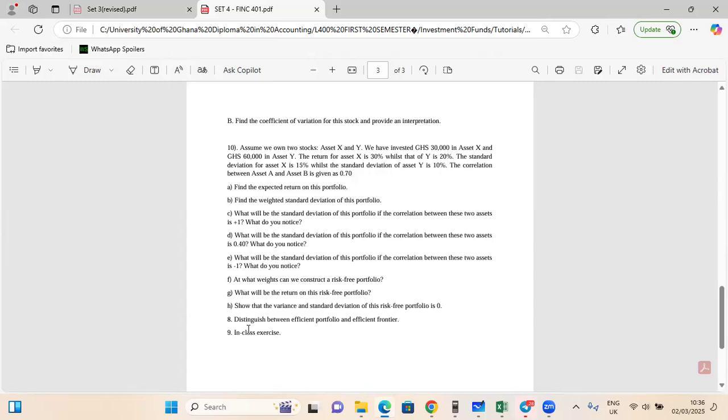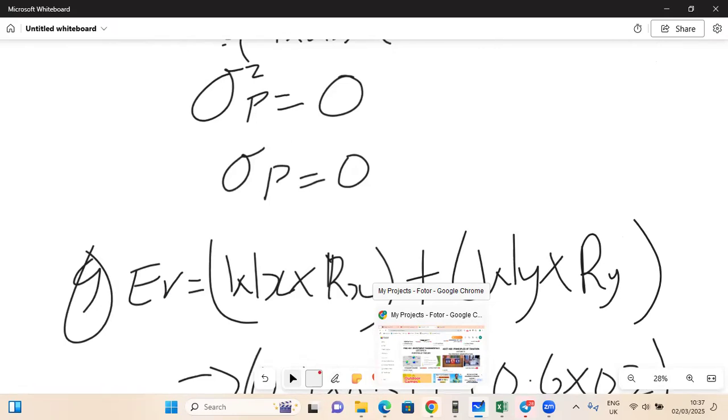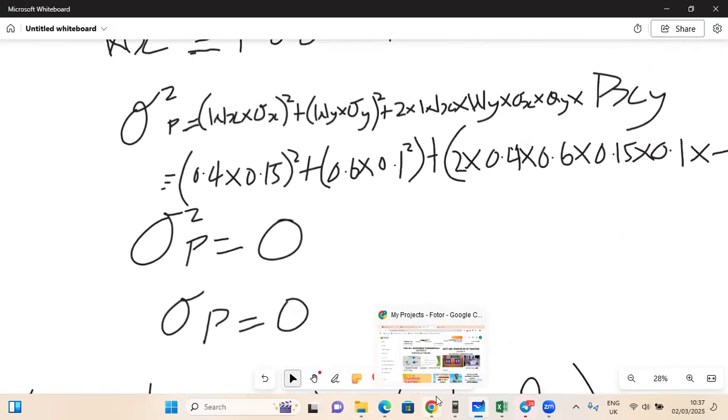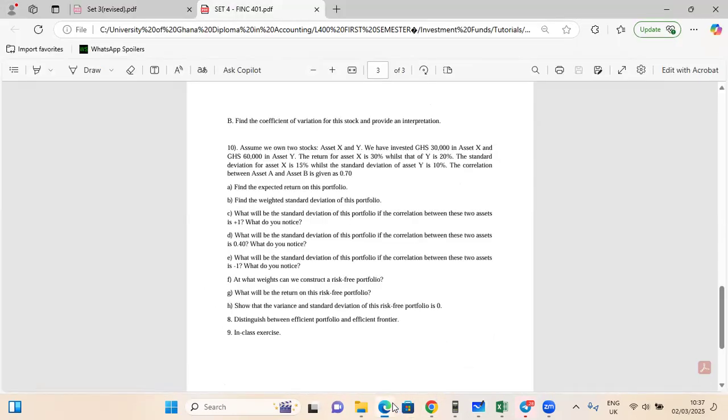So show the variance and the standard deviation of this risk-free portfolio. So that is what we've done here. The variance and the standard deviation of the risk-free portfolio is what we've done here. Is what we've done here. So this was rather H.